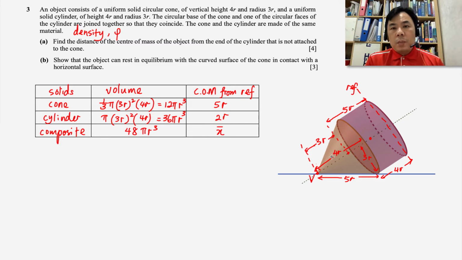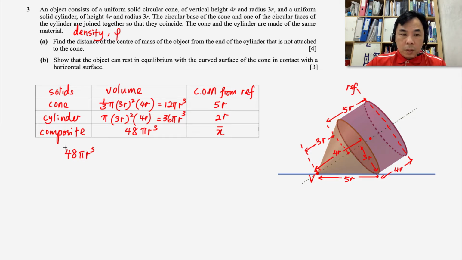Next, we just need to apply the principle of moment. The principle of moment states that the moment of the composite solid is the same as the sum of the moments of each of the individual solids that build up that composite solid. So how does that actually look? It basically looks something like this. We have 48 pi r cubed. This is the moment of the composite solid.